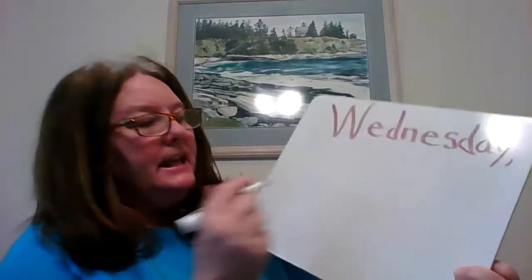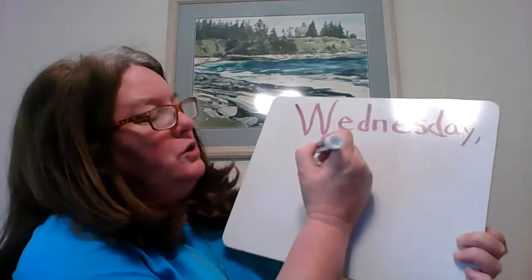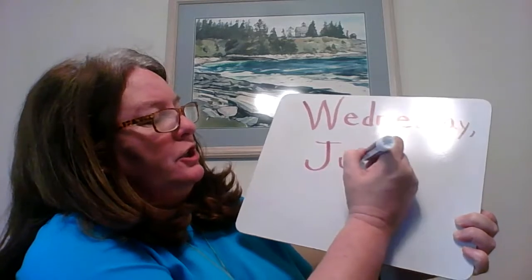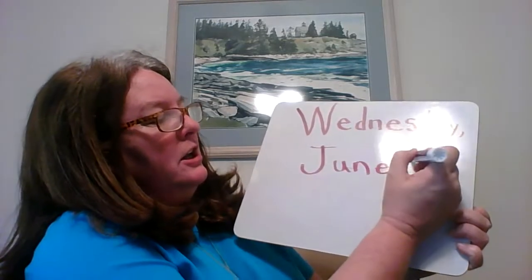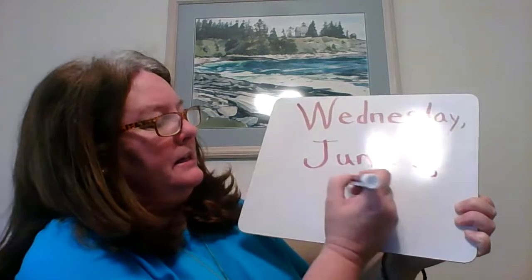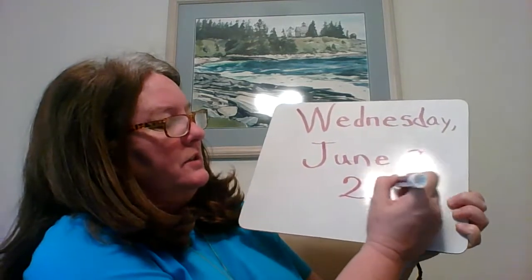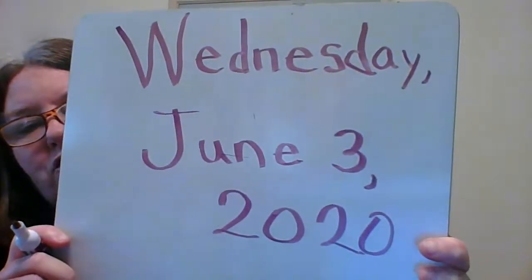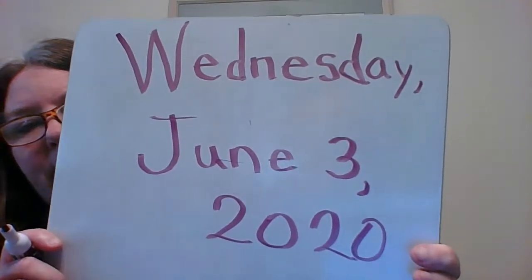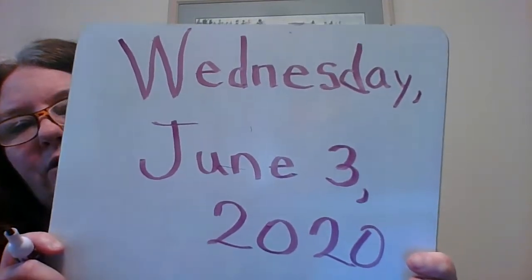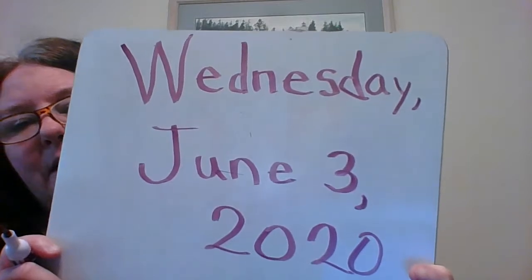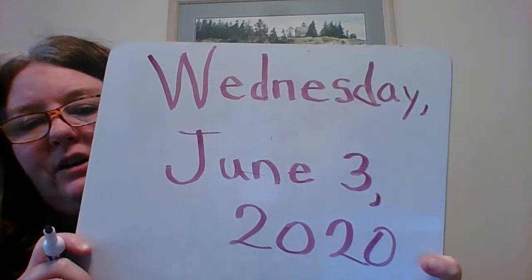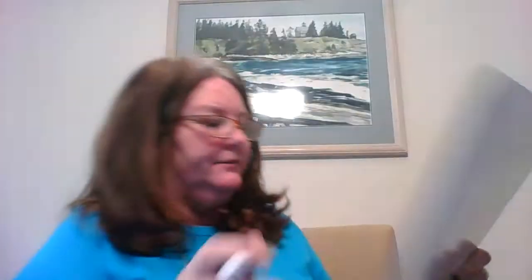All righty, Wednesday, June. June is J, and it's an uppercase J because it's the name of this month. June 3rd, 2020. Today is Wednesday, June 3rd, 2020. An uppercase W for Wednesday because it's the name of our day. An uppercase J for June because it's the name of our month. And there we have it.